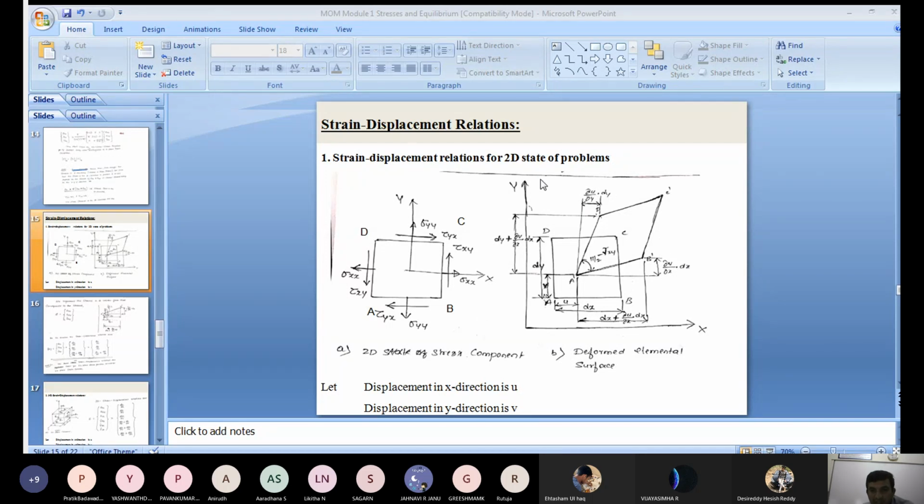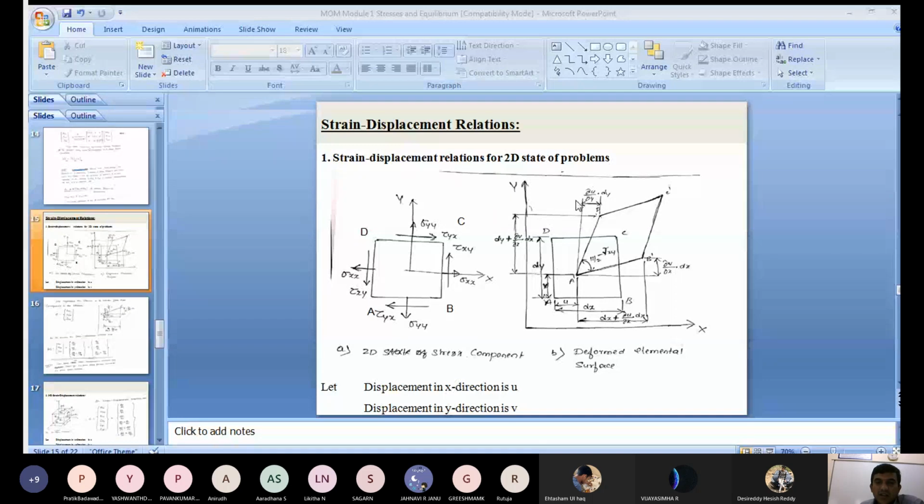If you go for A dash D, what is the thickness of the AD? dy before applying stresses. Once you apply a general stress system, A dash D dash in y direction, what is the final length here? dy plus dou v by dou y into dy. Actually it is correct, make the correction here, dou v by dou y into dy. Here it is wrong.